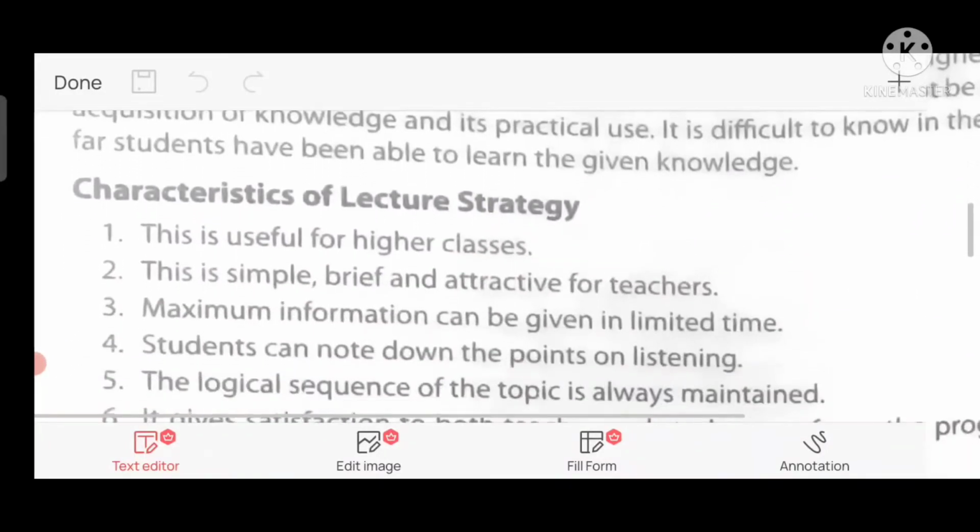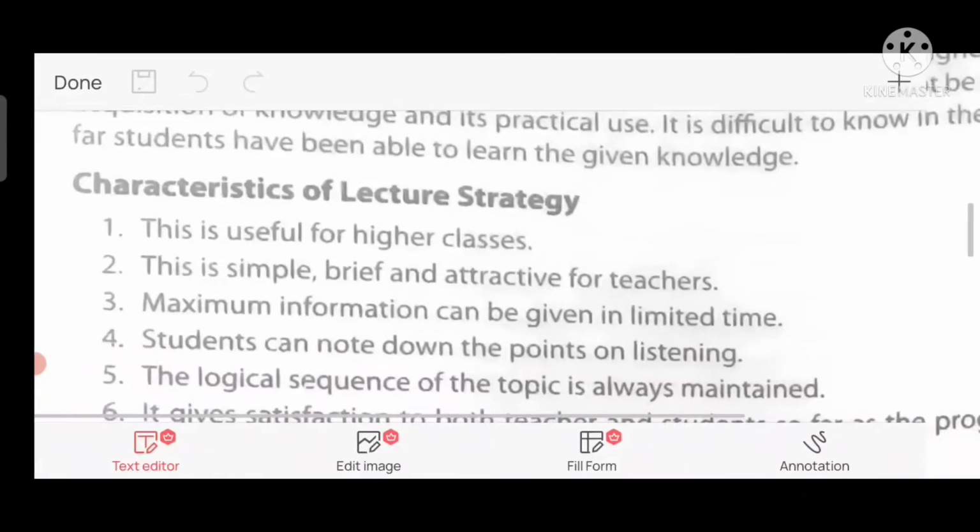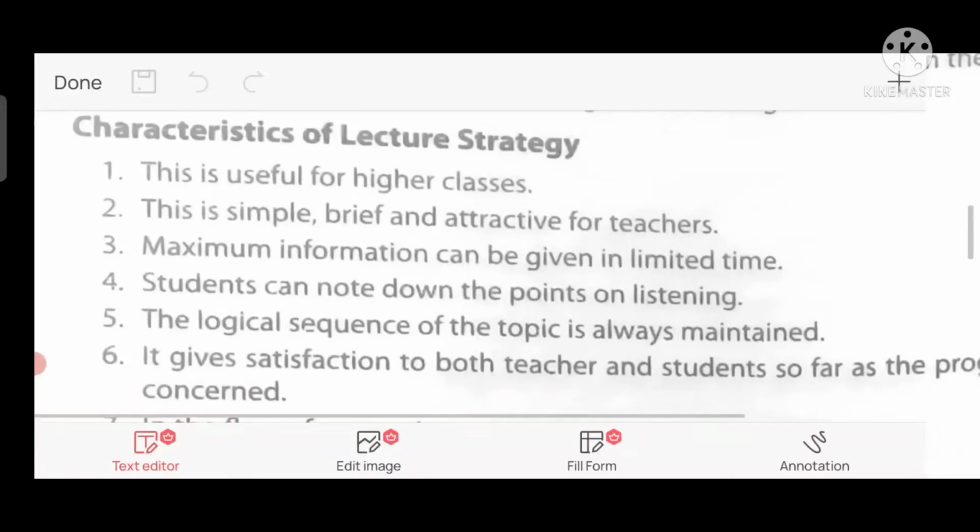Characteristics of lecture strategy. Point number 1, this is useful for higher classes. Point number 2, this is simple, brief and attractive for teachers. Point number 3, maximum information can be given in limited time. Point number 4, students can note down the points on listening. Point number 5, the logical sequence of the topic is always maintained.